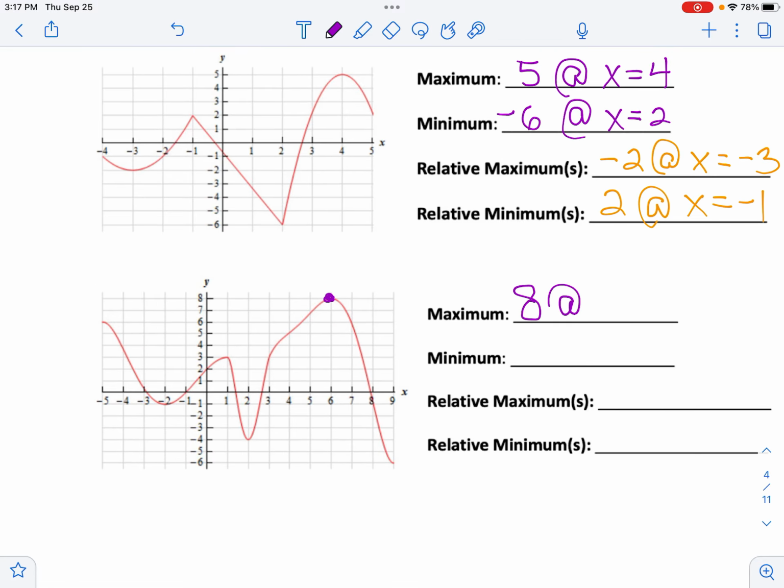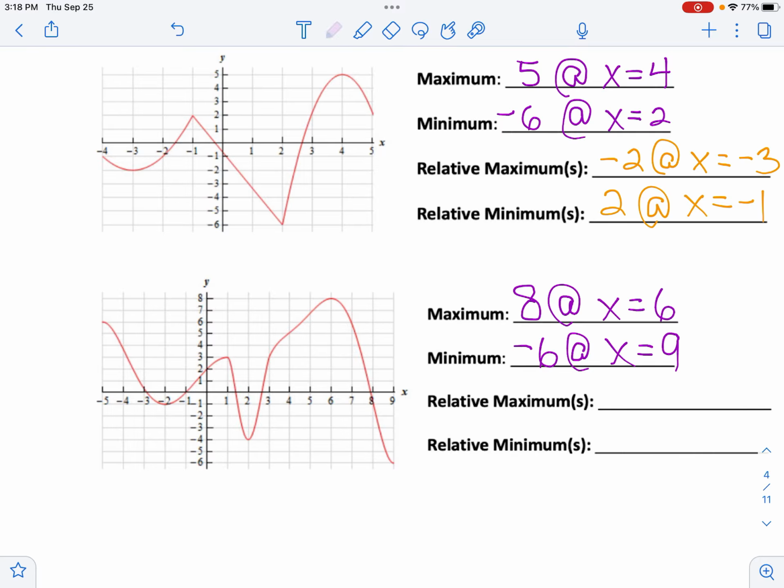When x is 6, right? Okay. And let's see, my absolute minimum looks like it occurs down here. What does it get down to? It looks like -6, and that occurs when x is 9. Okay.